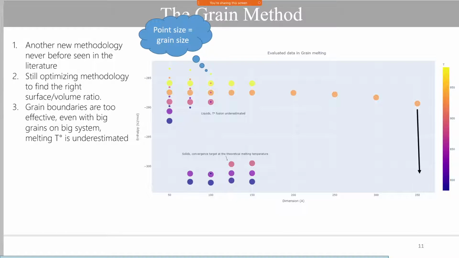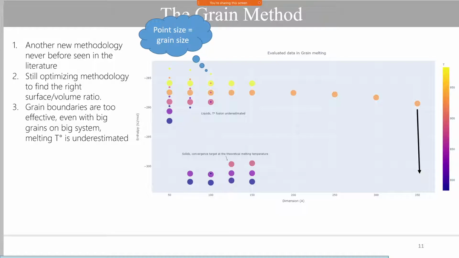What we would want would be for that point, for example, to be lower, because that point is right around the melting temperature. And so when we can evaluate it at an enthalpy identifying a solid, this would indicate that we're appropriately identifying the melting temperature through the grain method.